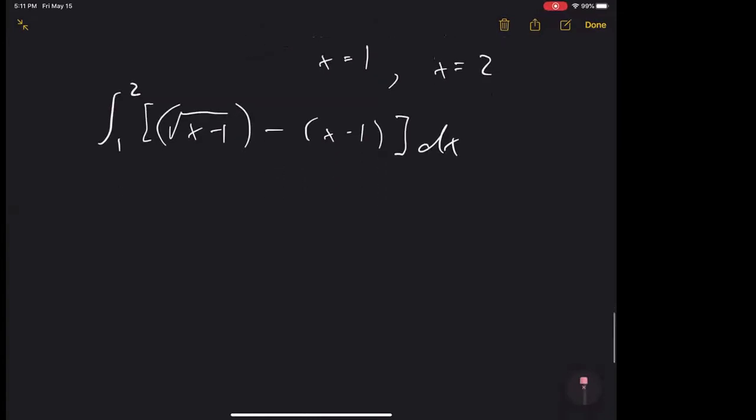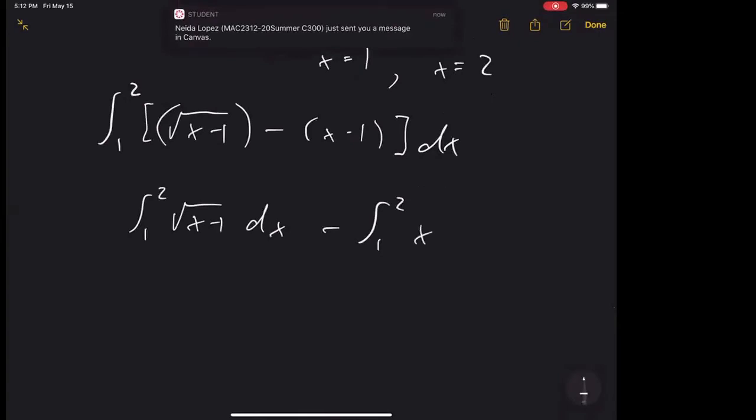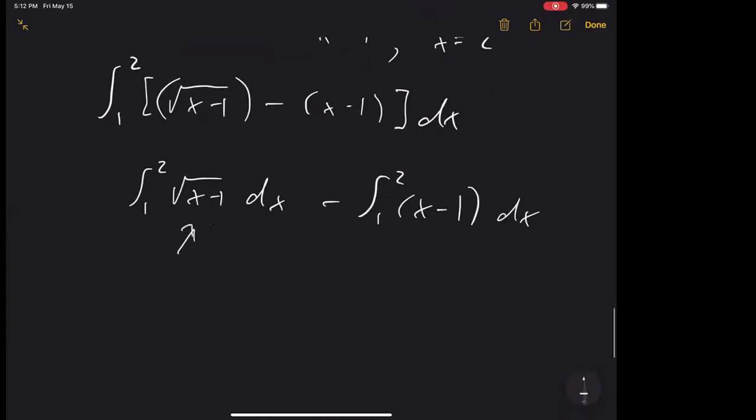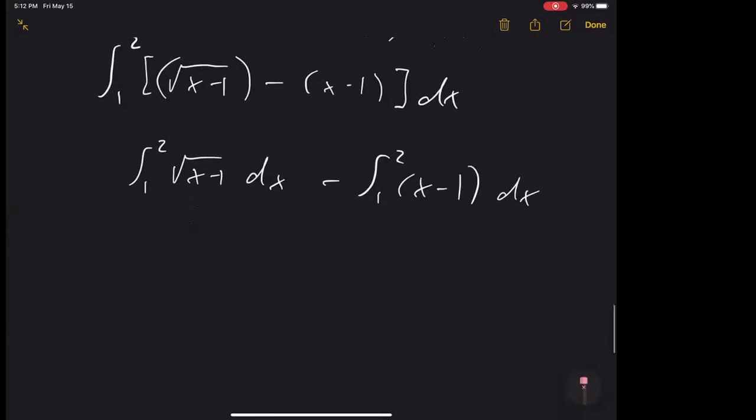Well, we could do it two ways. We could either break it up into two integrals, this integral minus this integral. This will give me a number, and this will give me a number, and then I just subtract this number from that number, and that gives me my answer. Or I could do a u substitution and keep this all together.